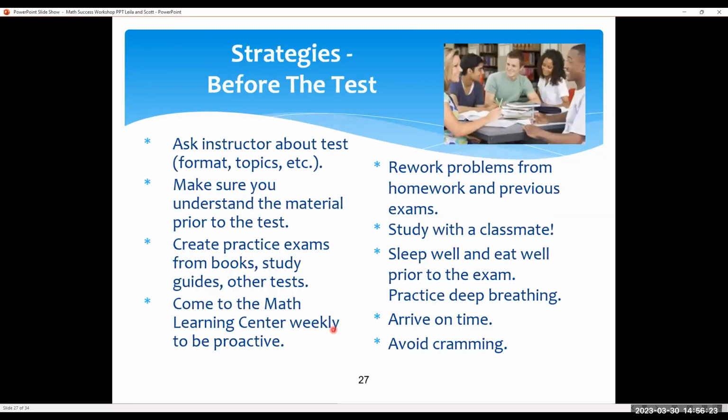So what I want to do is talk about some of the strategies before a test, what to do during a test, then what to do after the test. I'm going to go through these kind of quick, but again, the slides will come out to all of you who attended. We've got all your email addresses, we'll send it out.